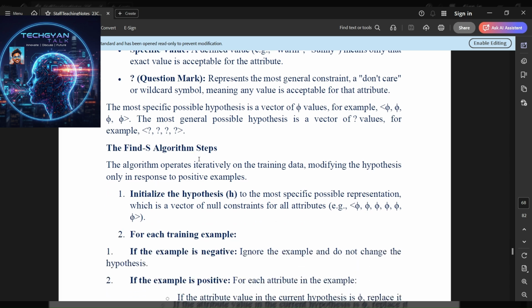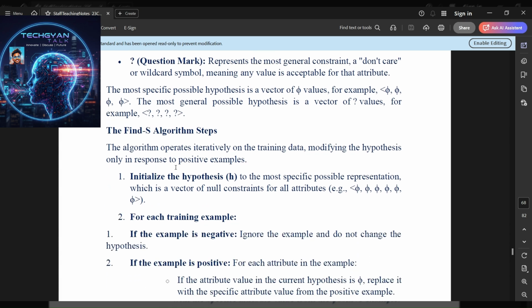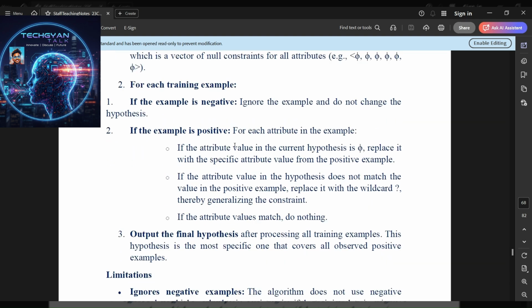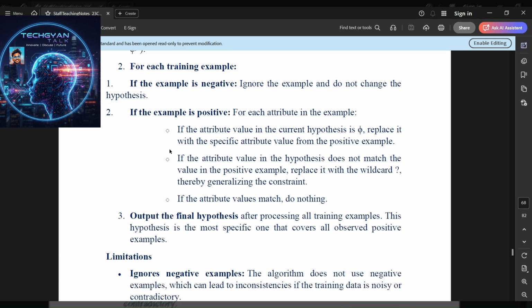The Find-S algorithm steps: the algorithm operates iteratively on the training data, modifying the hypothesis only in response to the positive examples. Initialize the hypothesis h to the most specific possible representation, which is a vector of null constraints for all attributes. For each training example, if the example is negative, ignore it and do not change the hypothesis. If the example is positive, for each attribute in the example, if the attribute value of the current hypothesis is null, replace it with the specific attribute value from the positive example.